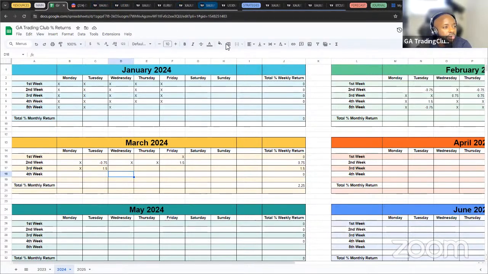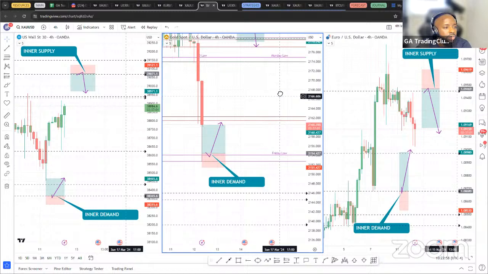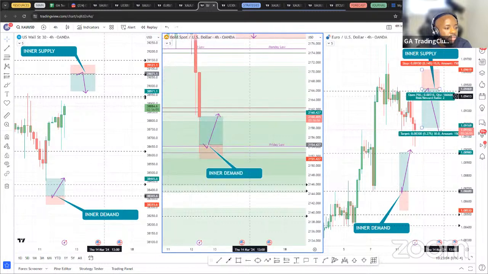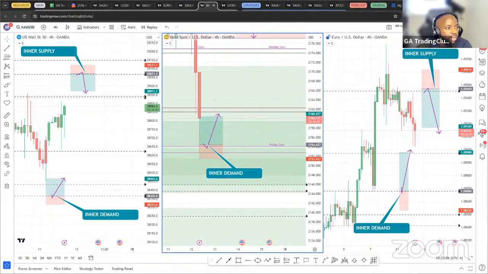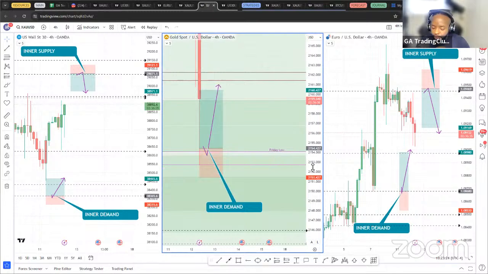Let me take a screenshot of this for my journal. So this is inner demand. And I just want to replay something for you guys here after I take the screenshot. Let's just save this. All right, so the logic behind this: let's start with why I identified this zone. Remember, in any of my setups, the key thing is optimal. What is optimal?